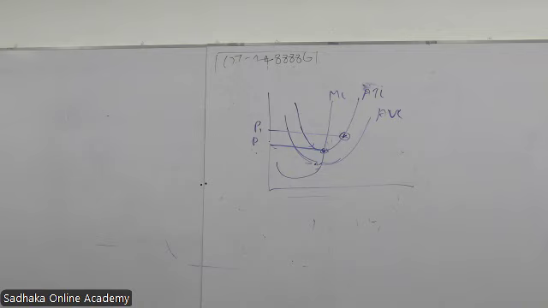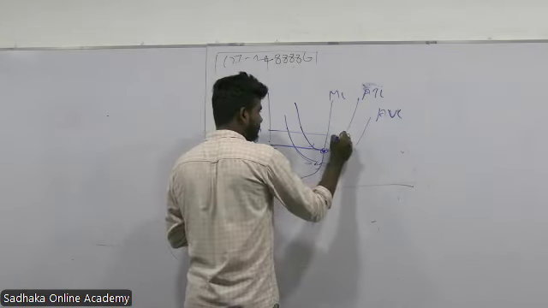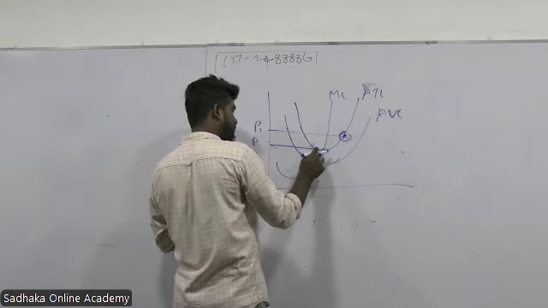Average total cost එකේ මෙන්න මෙතන. Above the minimum level of average cost curve.